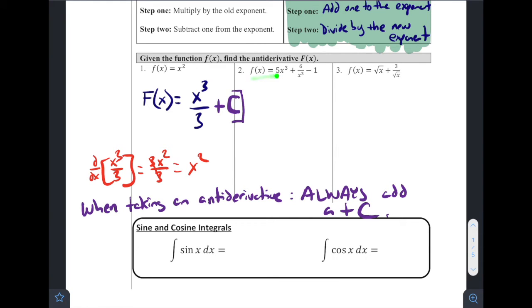We've got lowercase f of x is equal to 5x cubed plus 6 divided by x cubed minus 1.